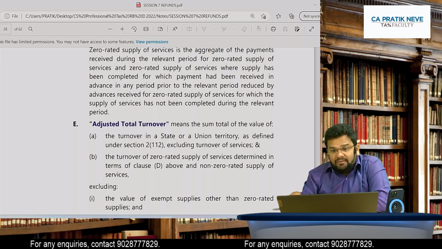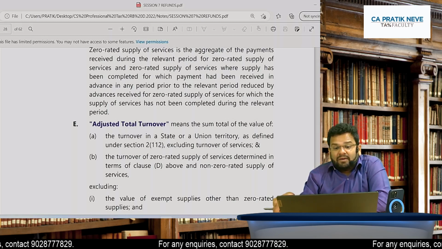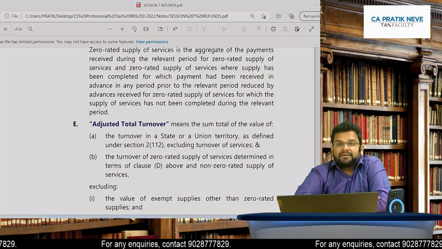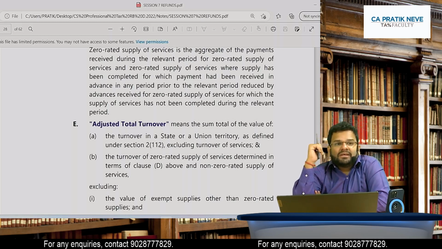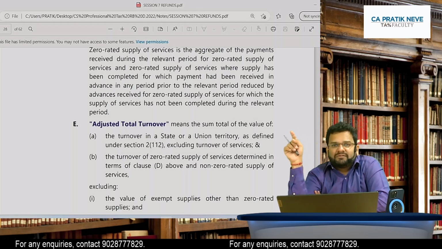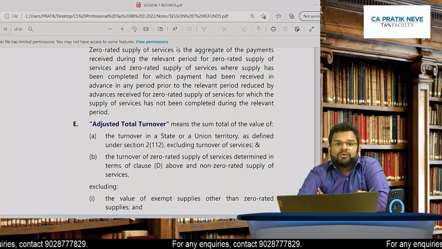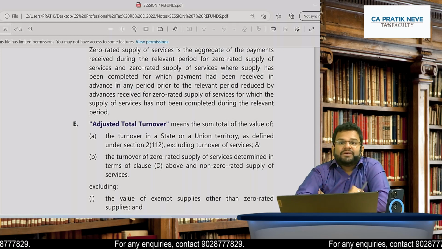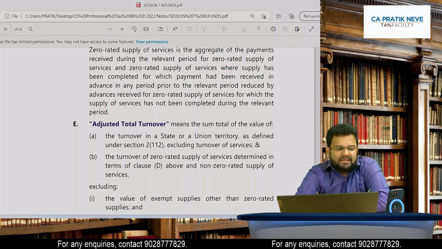You have to add zero rated supply of services where supply has been completed, for which payment has been received in advance in any prior period to the relevant period. Means what? Last year only you had received an advance of 25, but that was for work done this year. So what will you do? You will consider it in this year when the work is done. Did you understand?